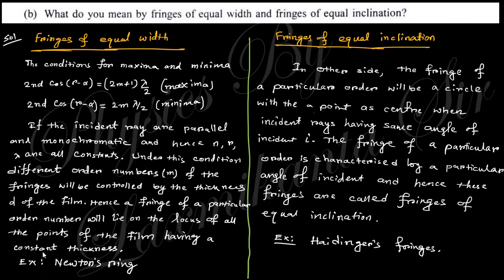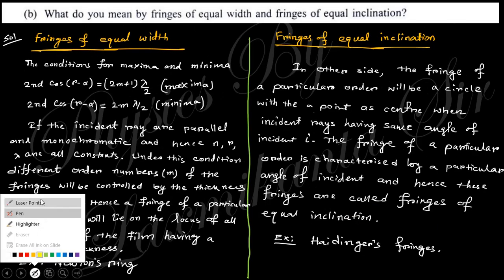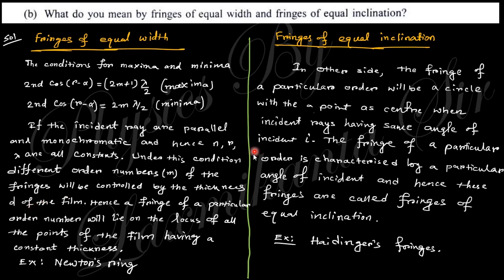Next question says, what do you mean by fringes of equal width and fringes of equal inclination? Fringes of equal thickness means the interference fringes appear due to light coming from points where the thickness of the film is the same. Like in Newton's ring experiment, you can see the thickness is the same along a circle, that's why Newton's rings are circular fringes, right?